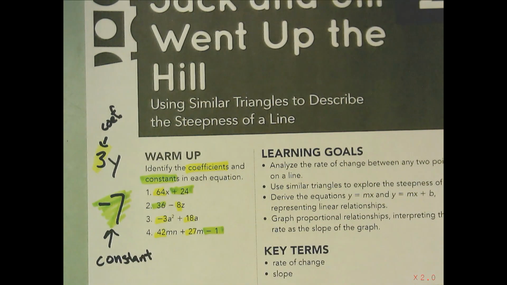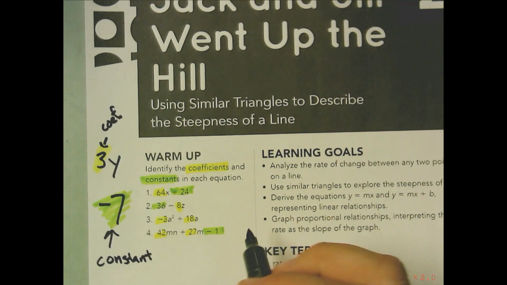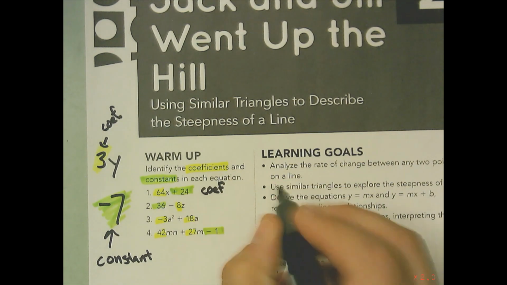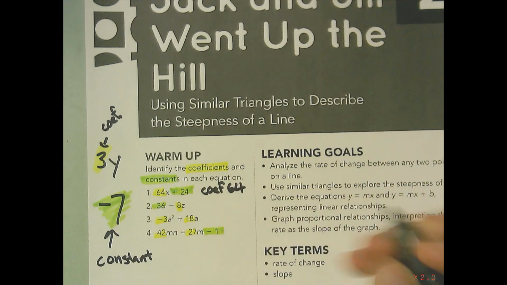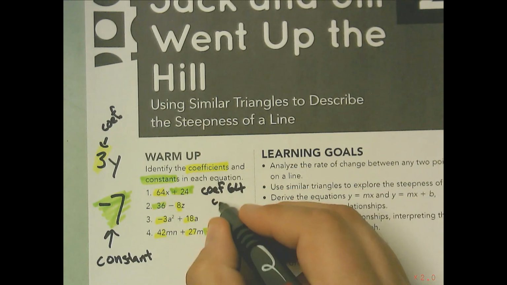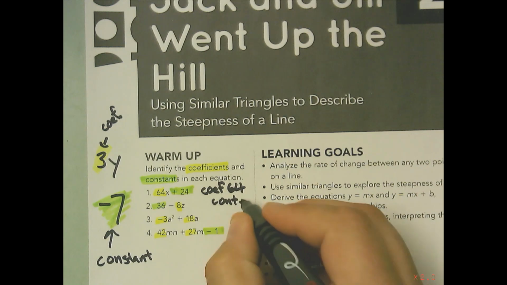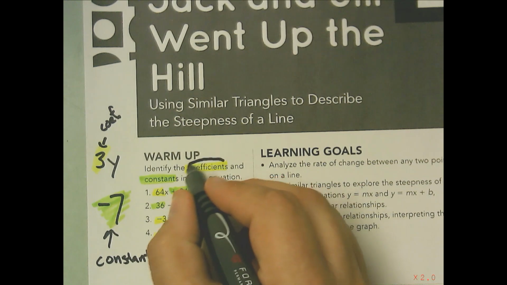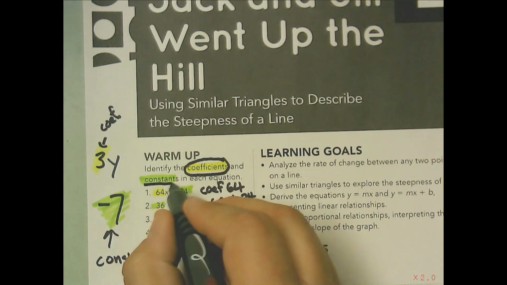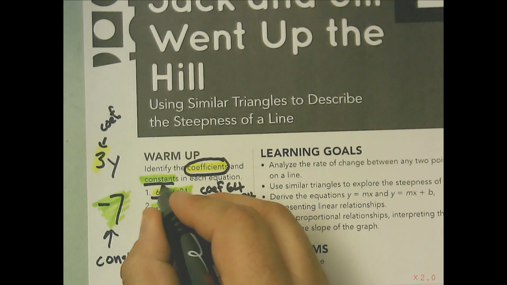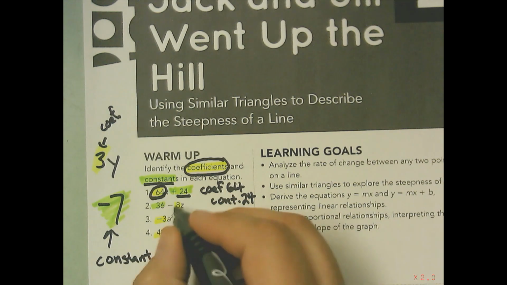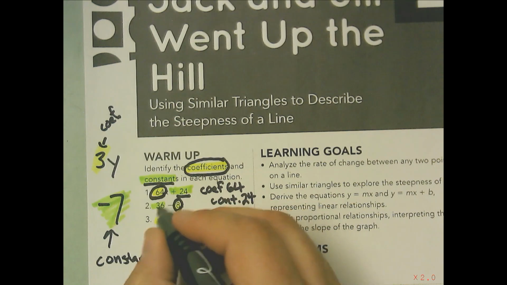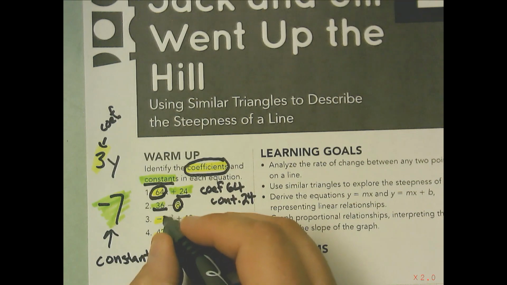So on this first one, if I were to make a chart, the coefficient is 64, and then the constant is 24. So what I want you guys to do is I want you to circle the coefficients and underline the constants. So I'm going to circle just the coefficient and underline the constant.